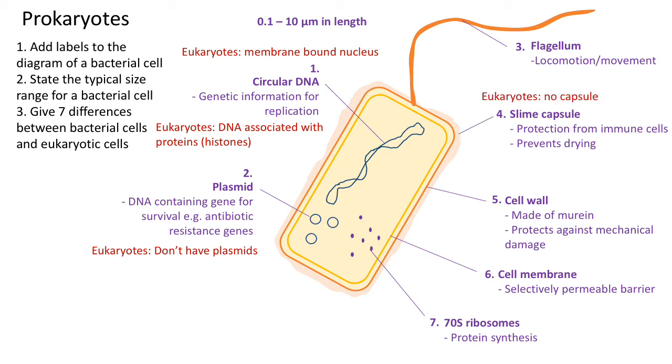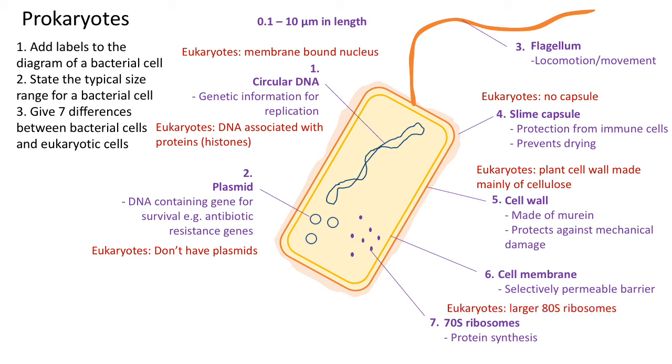Eukaryotes don't have that capsule. Obviously, bacterial cells are all single-celled, so they need this protective slime capsule. So in the case of plant cells, their cell wall is mainly made of cellulose. In bacterial cells, it's mainly murein, this peptidoglycan.